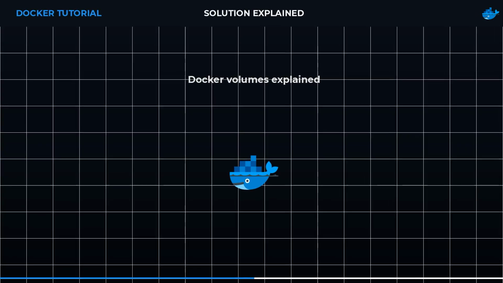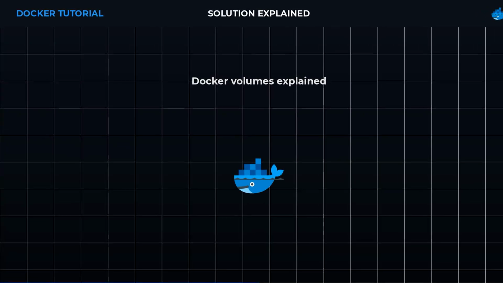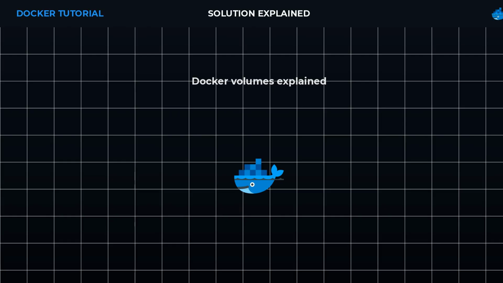A Docker volume is a directory or file that exists outside of a container, but is mounted inside the container. This allows data to be shared between containers and the host machine.